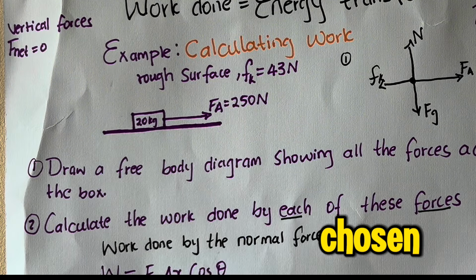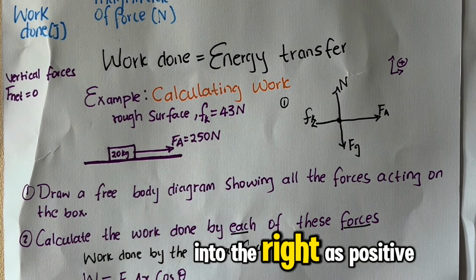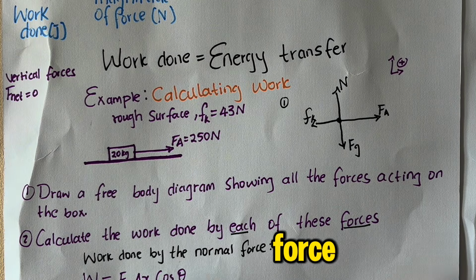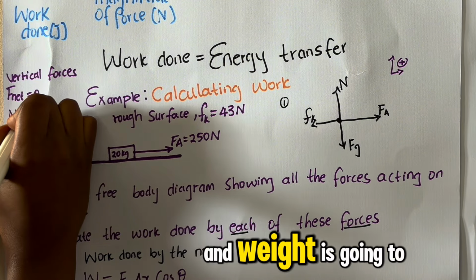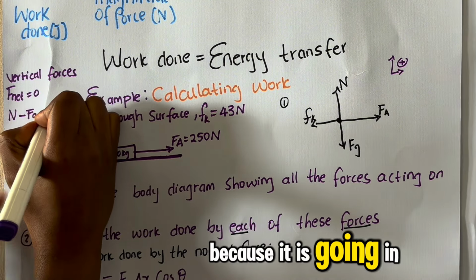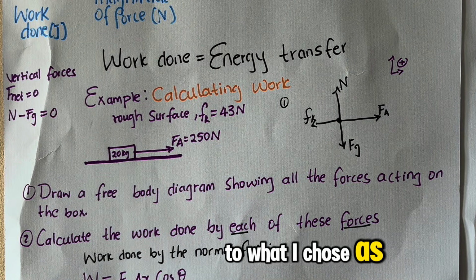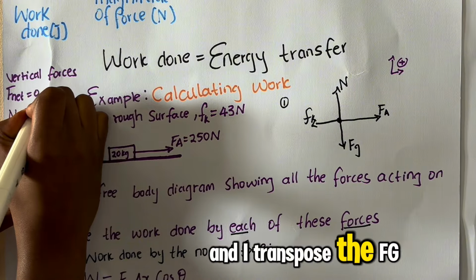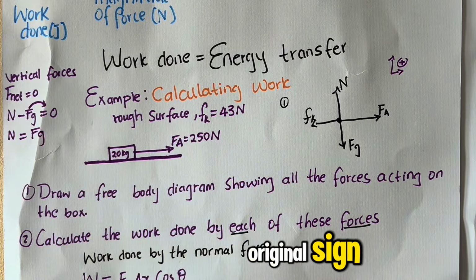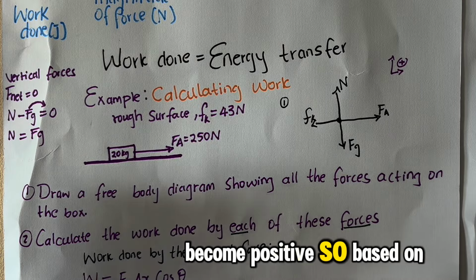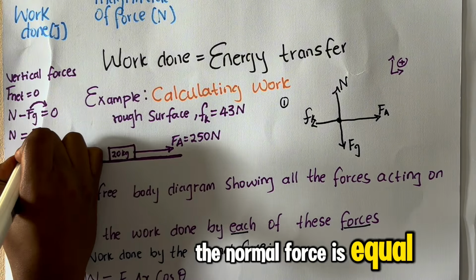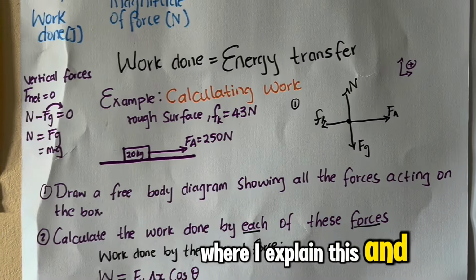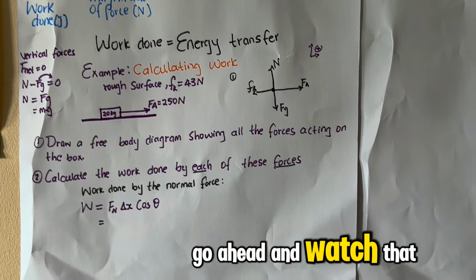That means that because I've chosen my direction, I've chosen up and to the right as positive. This is mainly just for purposes of you understanding how we calculate the normal force. So the normal force is going to be positive and weight is going to be negative because it is going in the opposite direction to what I chose as positive. So if I apply my mathematics and I transpose the FG, it's going to change its original sign, which was negative, and now it's going to become positive. So based on this, the normal force is equal to the mass times the force of gravity. I have an entire video where I explain this and go into details, and watch that.